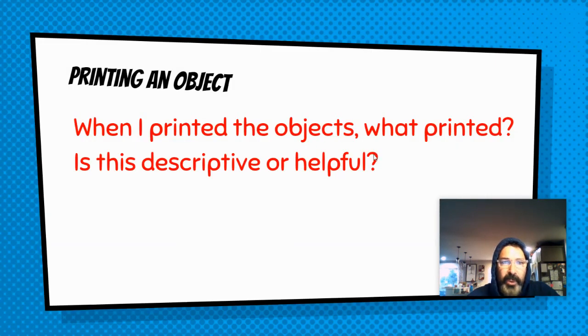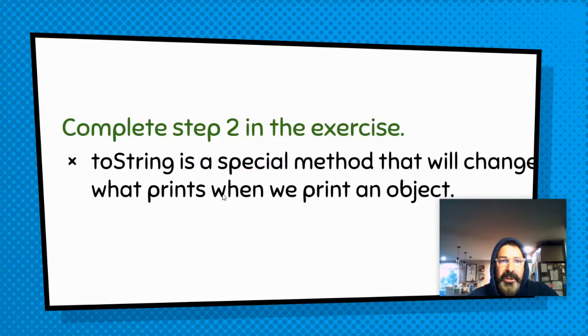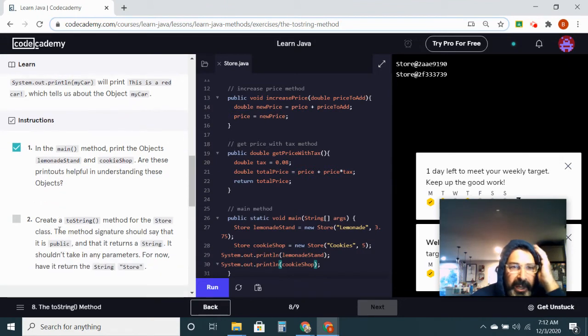When I print the object, what printed? Is this descriptive and helpful? So basically, it printed the location in the RAM. Is this descriptive? Not really. That doesn't help us at all. All right, let's do part 2. Let's do section 2 here. It says create a toString method in the store class. The method signature should say it is public and that it will return a string.